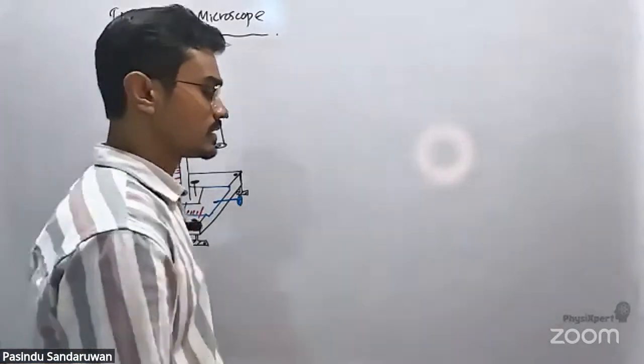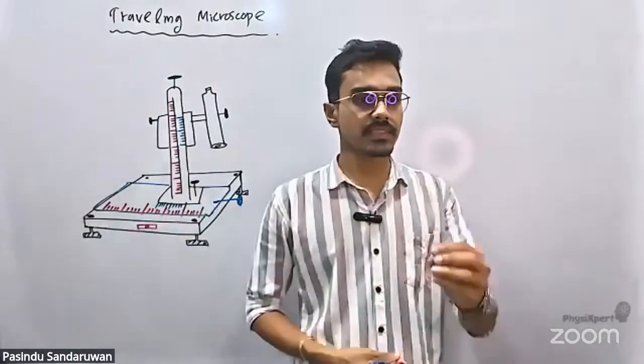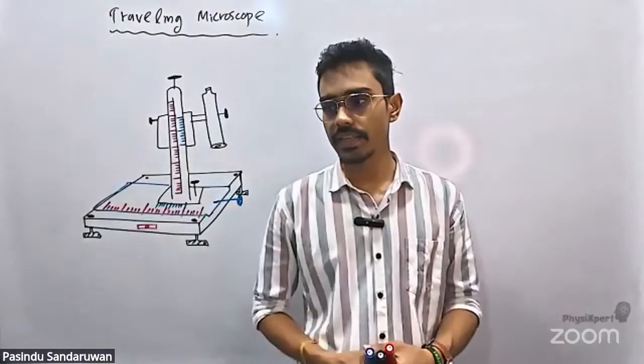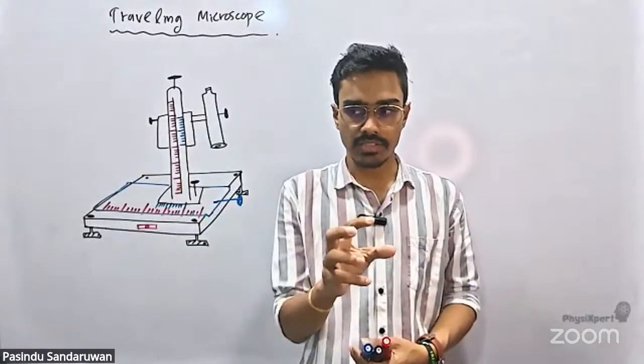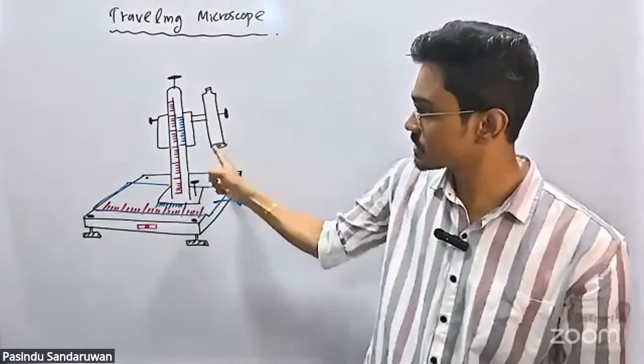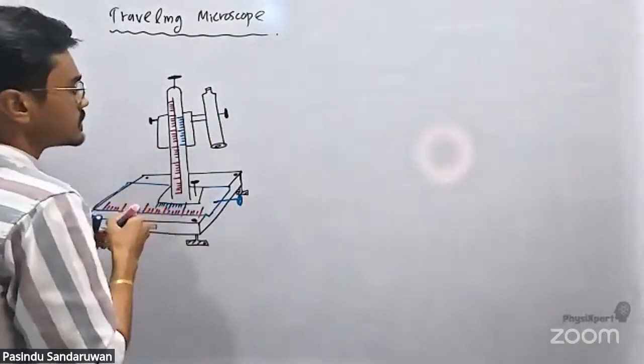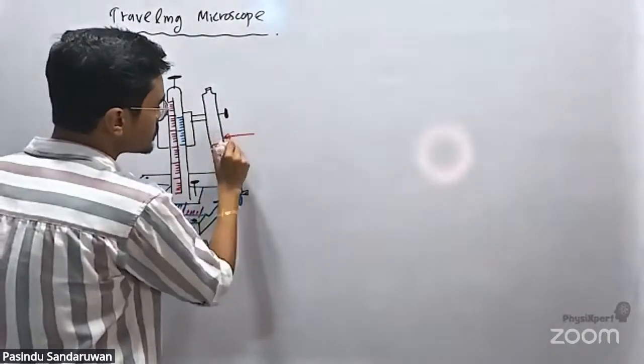Look at here. The main part of the traveling microscope is the microscope, which I have told you already. Main part of a traveling microscope is the microscope, right? And this is the microscope part. Look at the board. This whole thing is the microscope.